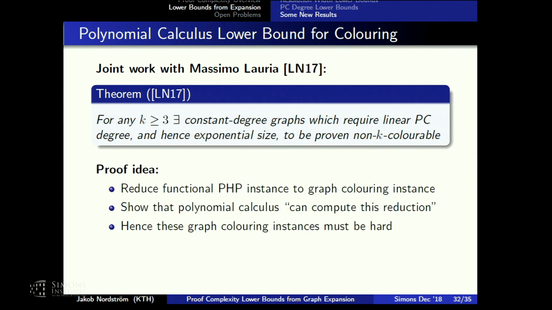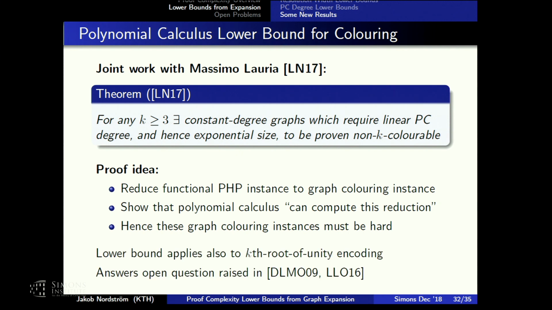What we're going to do is use the fact that we now know that functional pigeonhole principle is hard. We're going to reduce functional pigeonhole principle instances to coloring, and we're going to show that somehow polynomial calculus is strong enough to compute this reduction. And we're running out of time, I guess. 4 or 5 minutes. Okay, that's plenty. So I'll just give you some high-level pictures of how this goes.